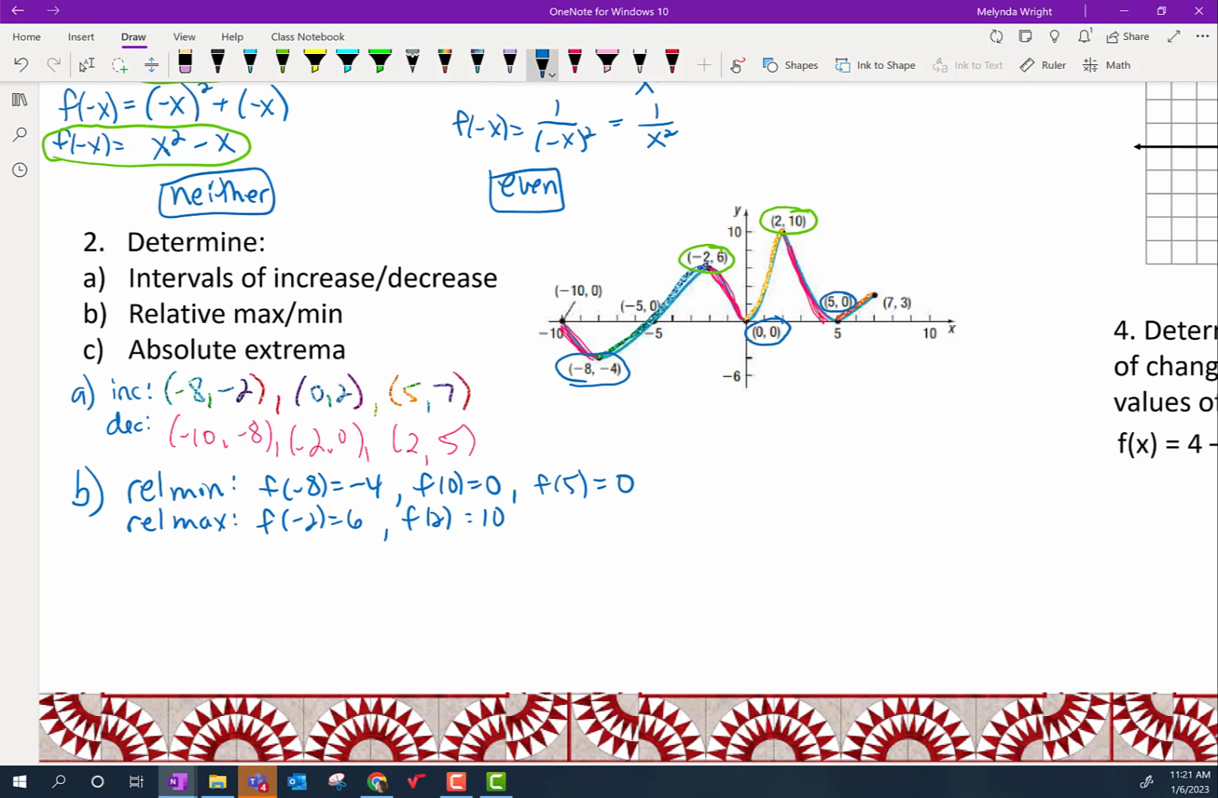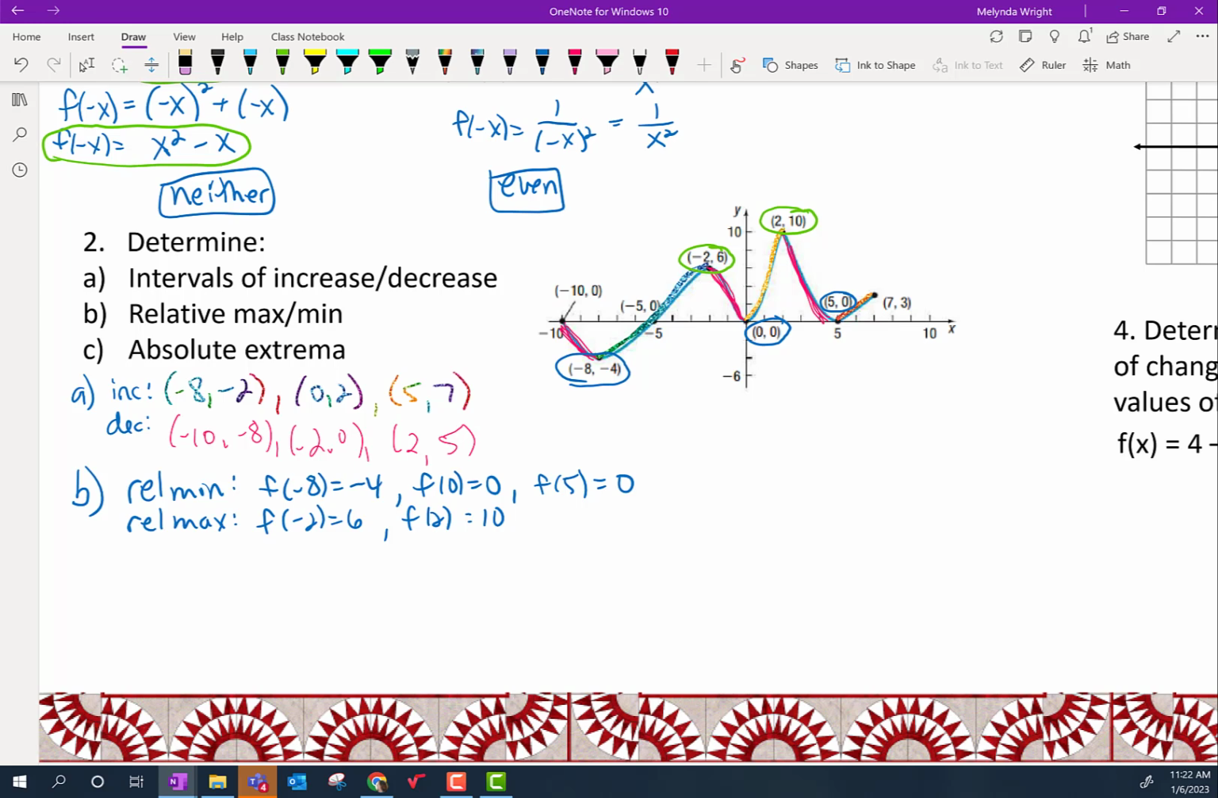Okay, are we all comfortable with the reasoning why -10, 0 and 7, 3 are not relative maximum points? Are we all okay with that? They're not, because I don't know what's happening on the other side of them. To be relative extrema, I have to know what's happening on the other side. So those poor little guys are just out.